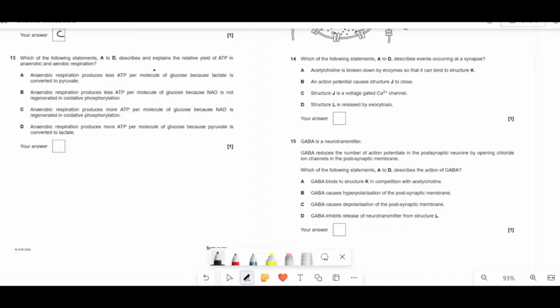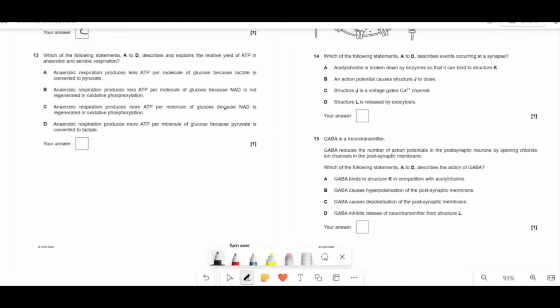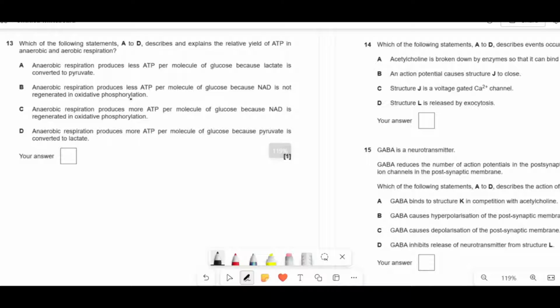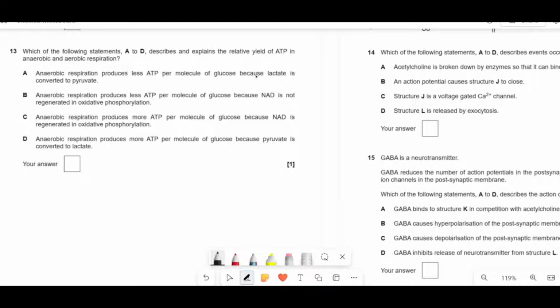So which of the following statements, A to D, describes the relative yield of ATP in anaerobic and aerobic respiration? So anaerobic respiration produces less ATP per molecule because lactate is converted to pyruvate, the other way around. Pyruvate's converted to lactate, so that one's out. Pyruvate's made from glycolysis to go into the link reaction, which makes acetyl-CoA, which goes to the Krebs cycle, and then you get oxidative phosphorylation. If it can't do that in anaerobic respiration, the pyruvate can't go into the link reaction, then it gets converted into lactate, or ethanol in plants, that one's out.